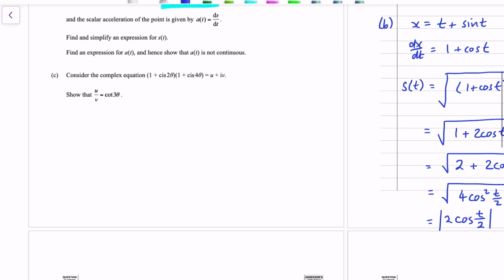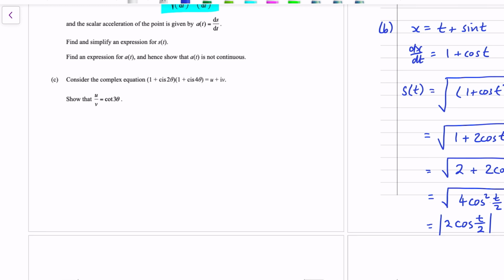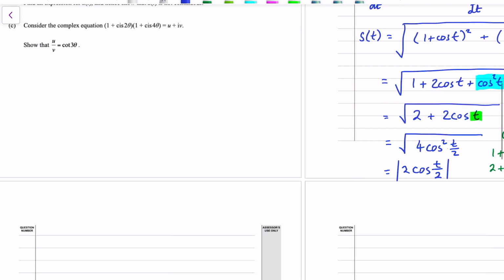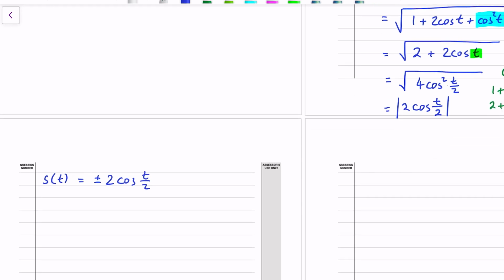Okay, find an expression for the acceleration and hence show that the acceleration is not continuous. So if we'd stopped at the point where I put the asterisk, we would just need to differentiate that. But since we're there, s of t is equal to plus or minus 2 cos t over 2. So if we find acceleration, it depends on if we take the positive or the negative. If we take the positive, then it differentiates to minus 2 sine t over 2 times a half, chain rule, minus sine t over 2.